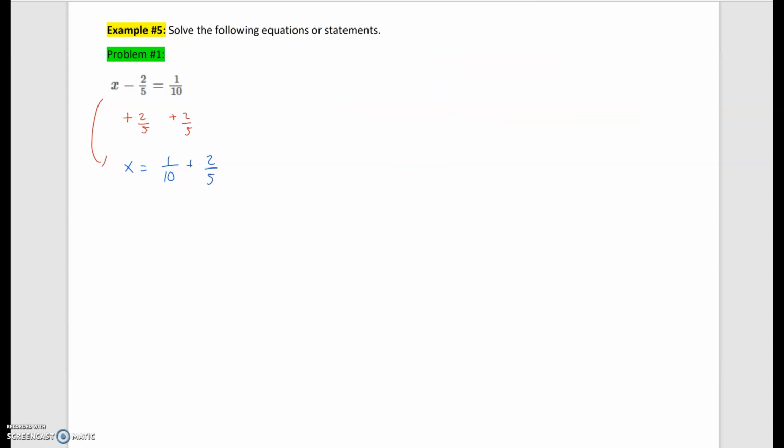And then at this point, we can simply get an LCD. Your LCD is going to be 10. So multiply times 2 and times 2. And this is going to give us an equation that reads 1/10 plus 4/10, or 5/10, or 5 times 1 and 5 times 2, and we can cancel the common factor of the 5s. So our final solution is going to be 1/2 for this one.